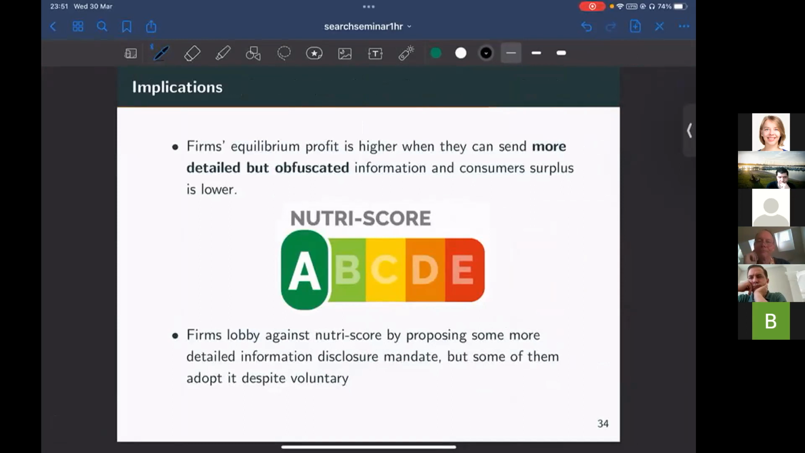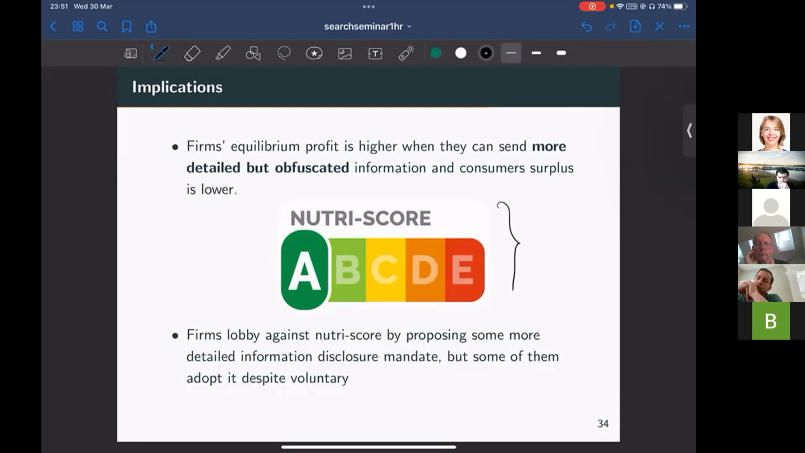So let's talk about the implications of the paper. First, as I said, firms' equilibrium profit is higher when they can send more detailed but obfuscated information, and consumer surplus will be lower in that case.